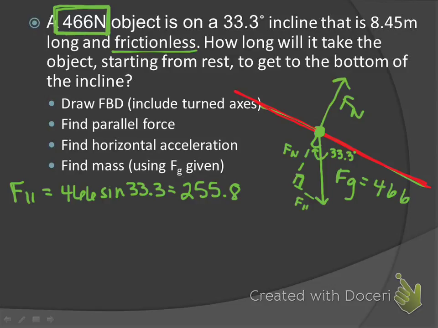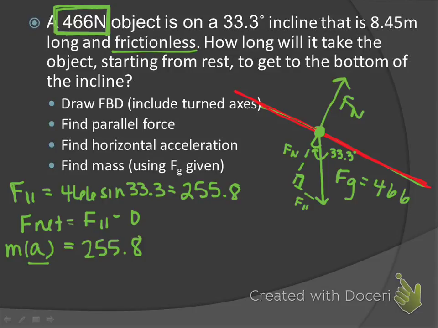Okay? Now when I set up my net force equation, I would say parallel minus 0, or I could leave that off, because there's nothing opposing our motion here. So my parallel force, which is 255.8, is equal to mass times acceleration, right?